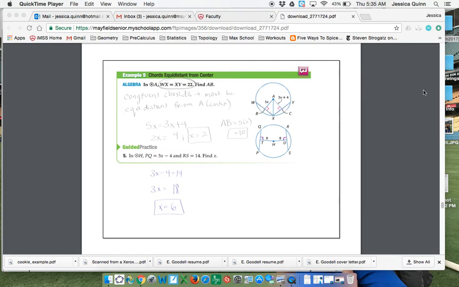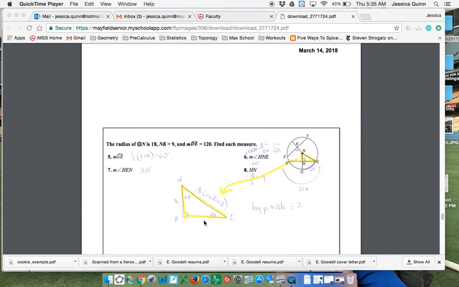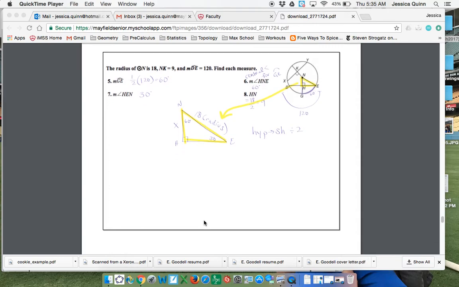Okay? And then again, for this next one, we know that these two chords are equidistant from the center H because they're both 8 units away. So that means the chords are congruent, so that means 3x minus 4 is 14. We end up solving that equation and getting x equals 6. Okay, so then here's just a couple more examples. I think they're pretty straightforward. I just redrew this triangle down here, because it's a little hard to see, and it's this 30, 60, 90 triangle, so it's just easier for me to work with that one.